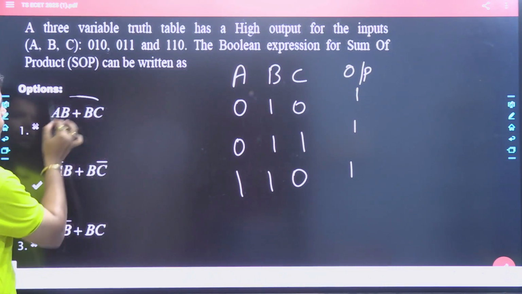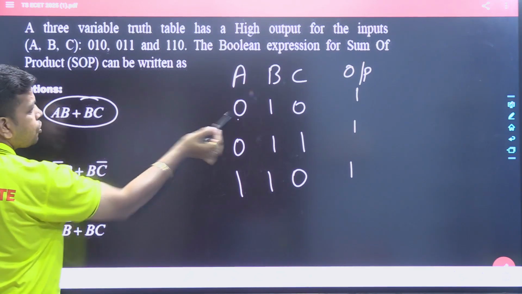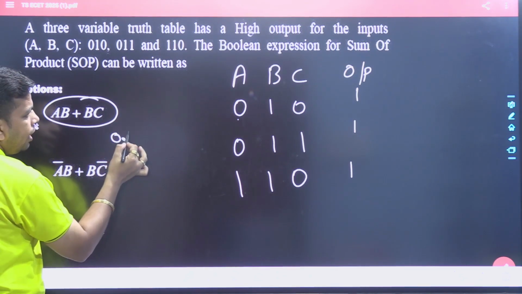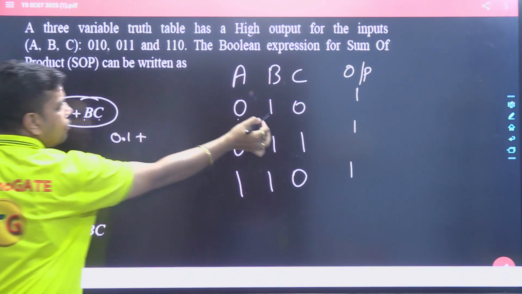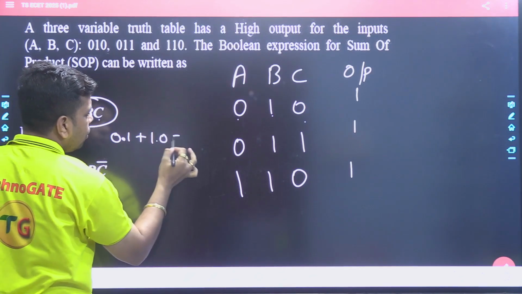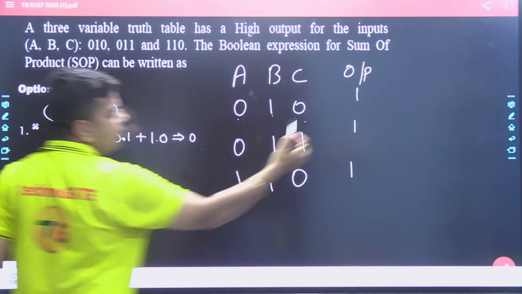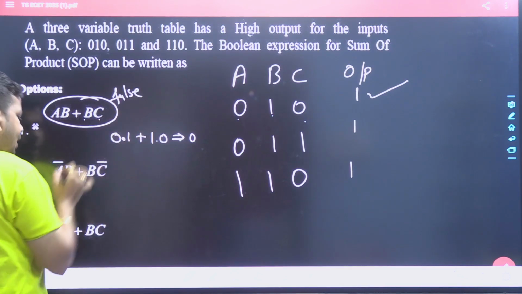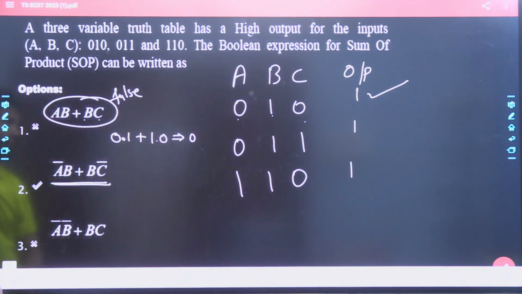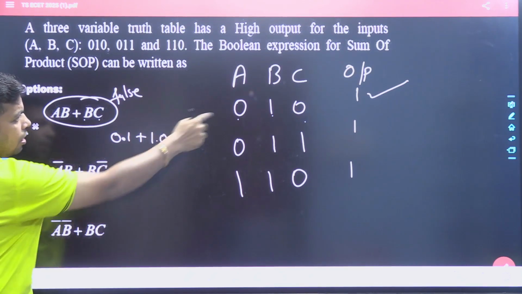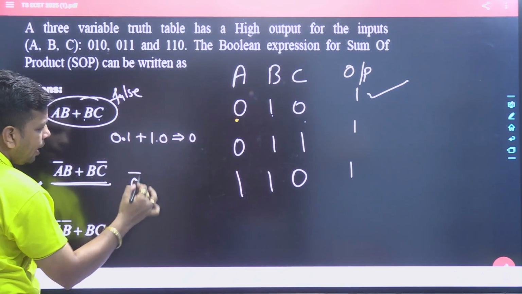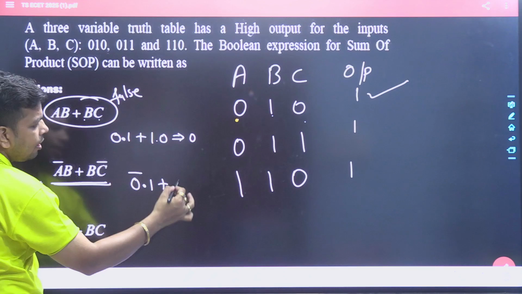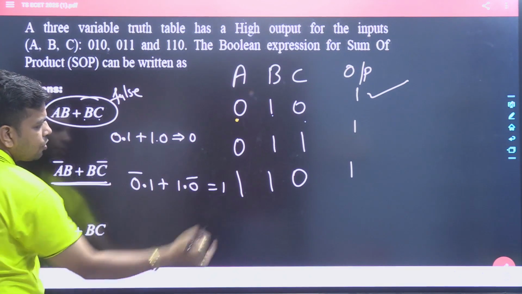Which expression gives you that correctly? Let's try with the first one. For the first option, A B, so 0 dot 1, plus BC means 1 dot 0. It gives you 0, but here we want output high. This is false. Let's check for this. A bar B, so 0 bar dot 1, plus B C bar, so 1 dot 0 bar. It gives you value 0.